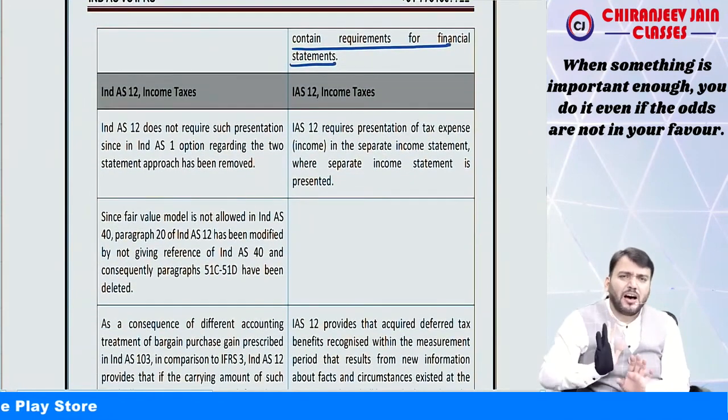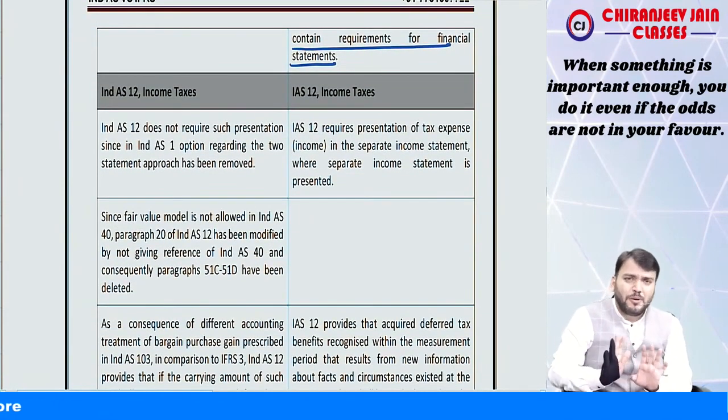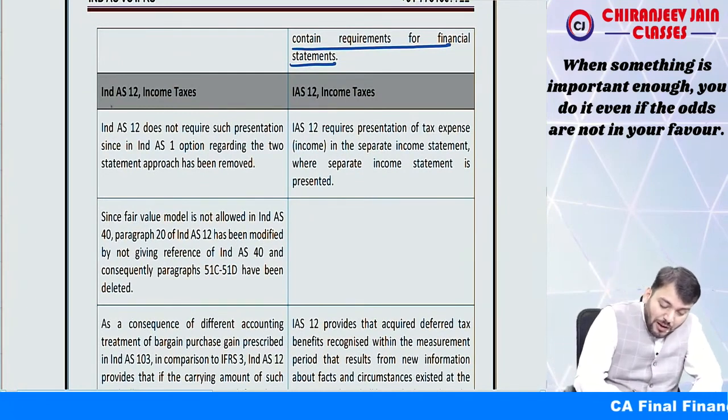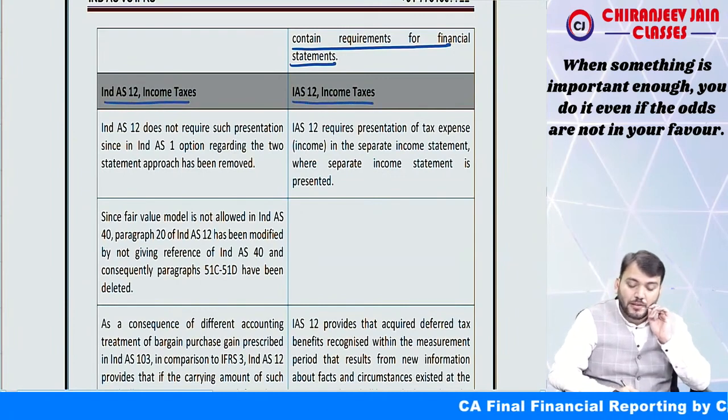So this is not a major difference, I will say. From the examination point of view, this difference is not relevant. Now, Ind AS 12 income tax, IAS 12 income tax.